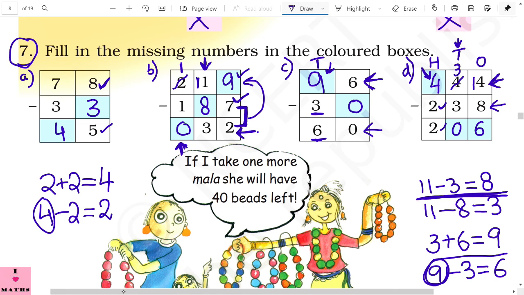I hope children you would have understood all these questions and you will practice such questions yourself so that you become proficient in addition as well as subtraction. These are not difficult questions, beta. Once you start practicing them, you will become very, very comfortable.